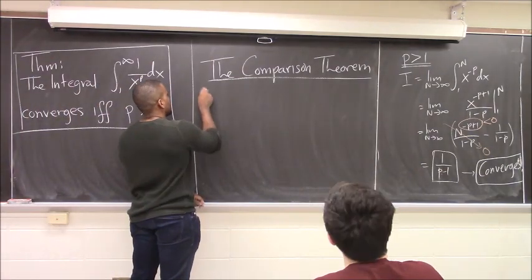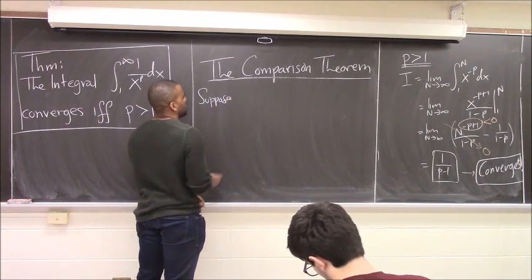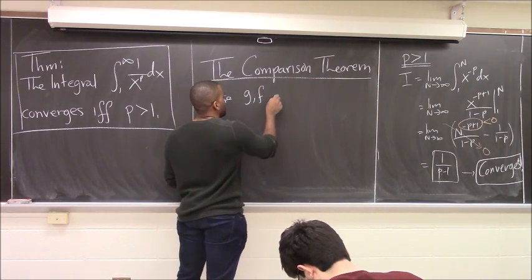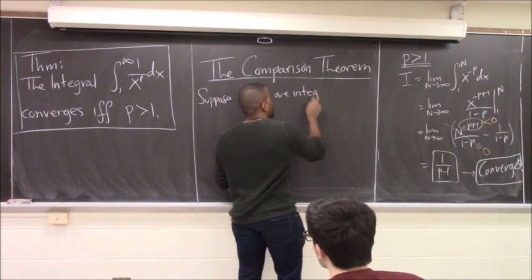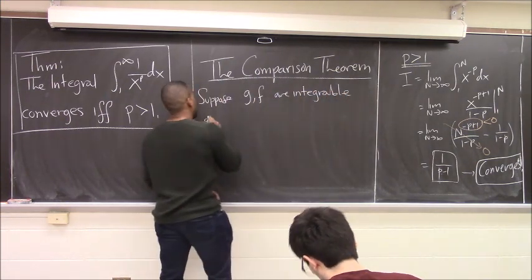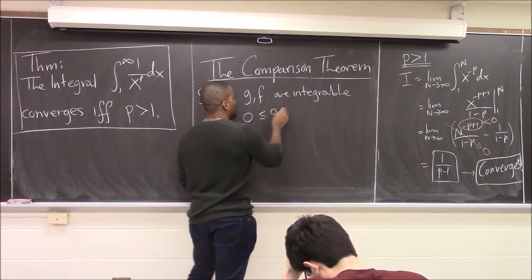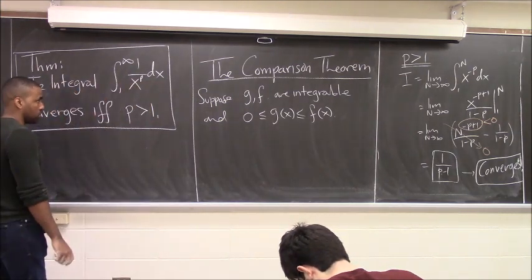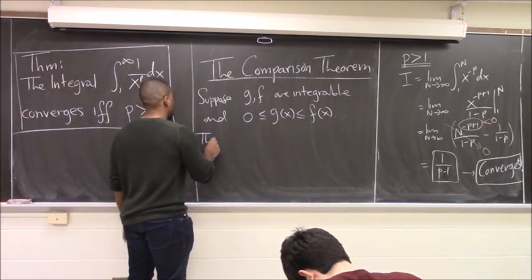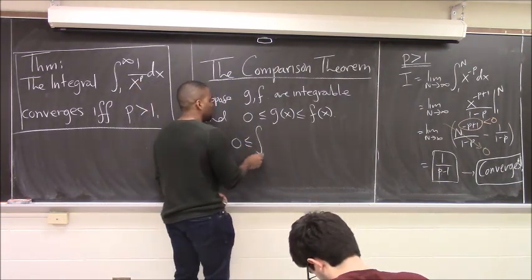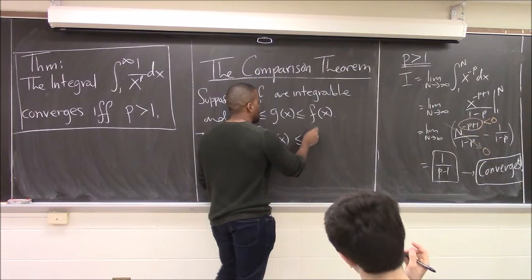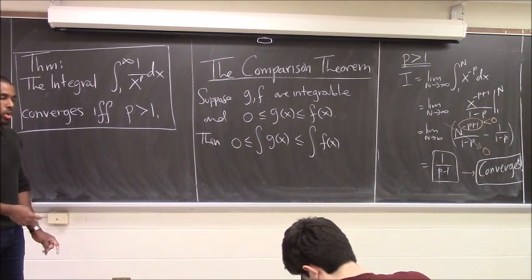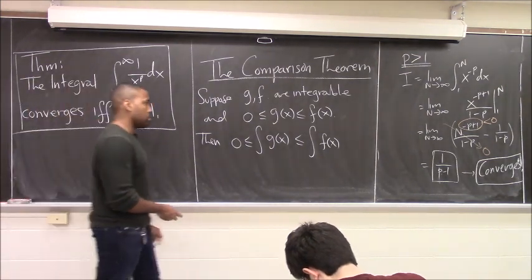It says the following. Suppose we have functions g and f are integrable, and suppose that we know that our g of x is always less than the f of x. Then this would mean that their integrals actually maintain the inequality. We saw that that was a property of integrals. Saw that a couple classes ago.